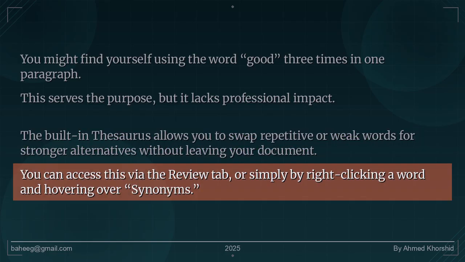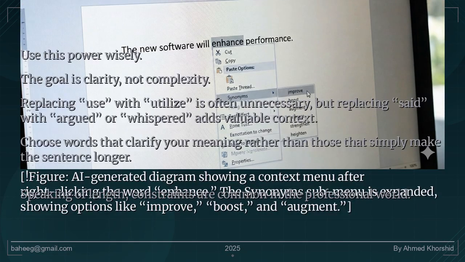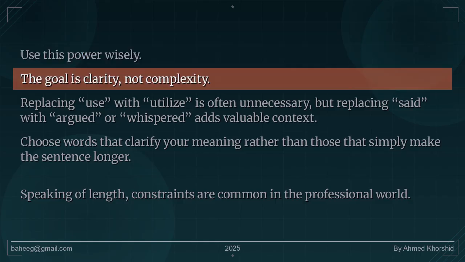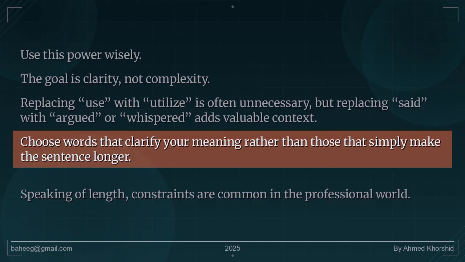You can access this via the Review tab, or simply by right-clicking a word and hovering over Synonyms. Figure: AI-generated diagram showing a context menu after right-clicking the word Enhance. The Synonyms submenu is expanded, showing options like Improve, Boost, and Augment. Use this power wisely. The goal is clarity, not complexity. Replacing use with utilize is often unnecessary, but replacing said with argued or whispered adds valuable context. Choose words that clarify your meaning rather than those that simply make the sentence longer.